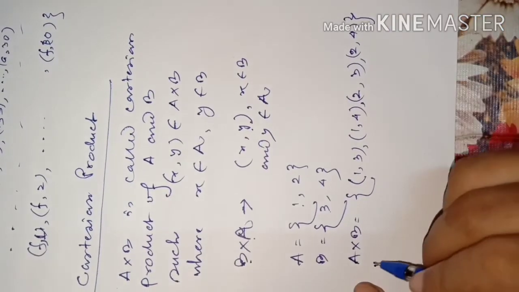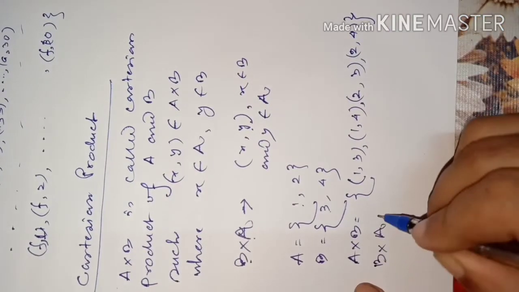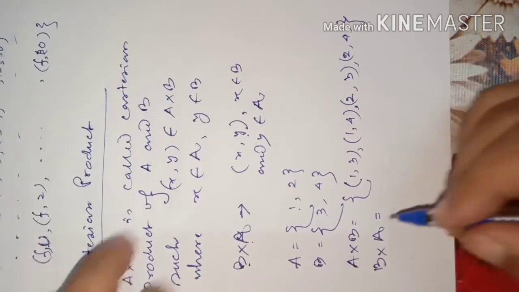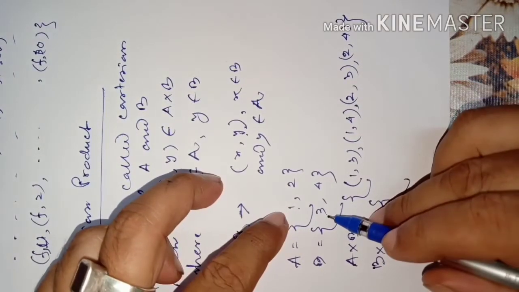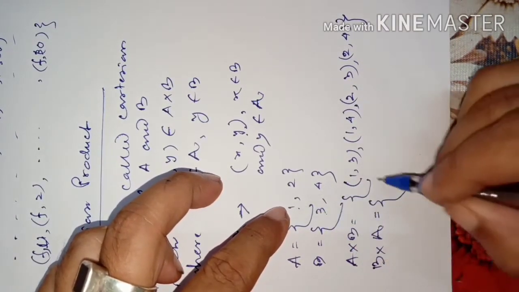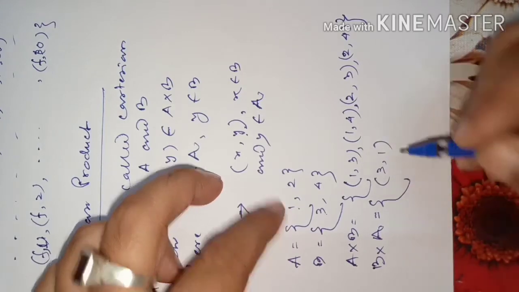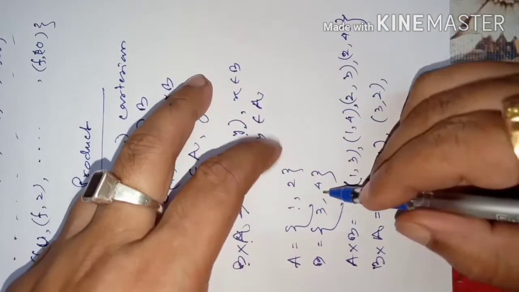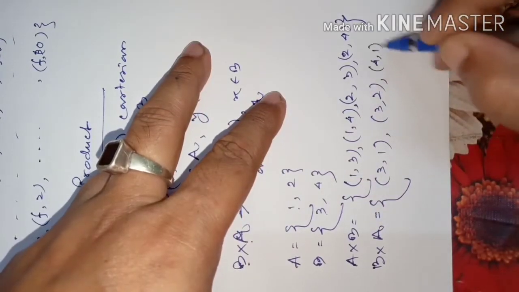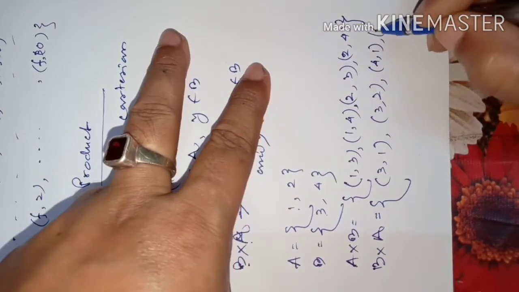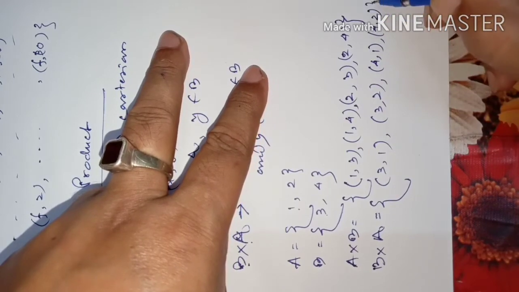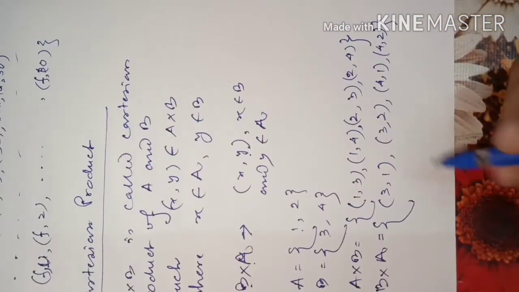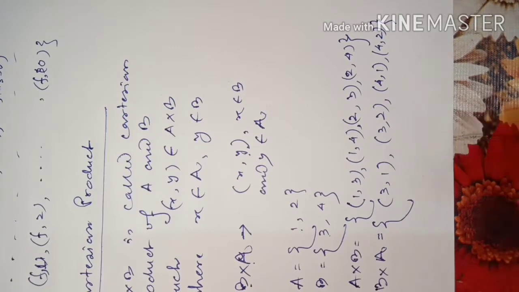But if I write B cross A from the same sets, then it will be like this. It will go from B first: 3, 1, then 3, 2, then 4, 1, then 4, 2. Okay, students? So you understood what the Cartesian product of A and B is.